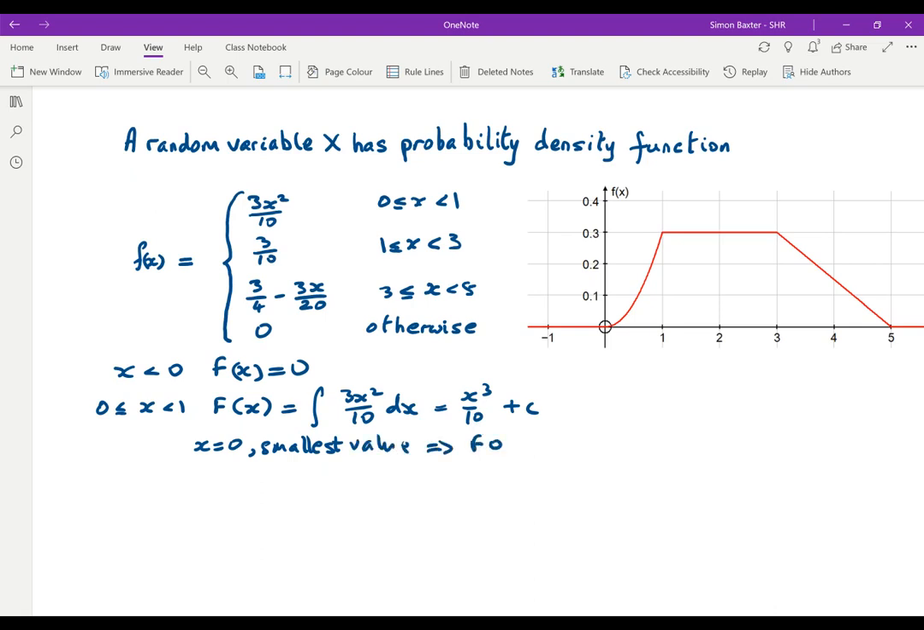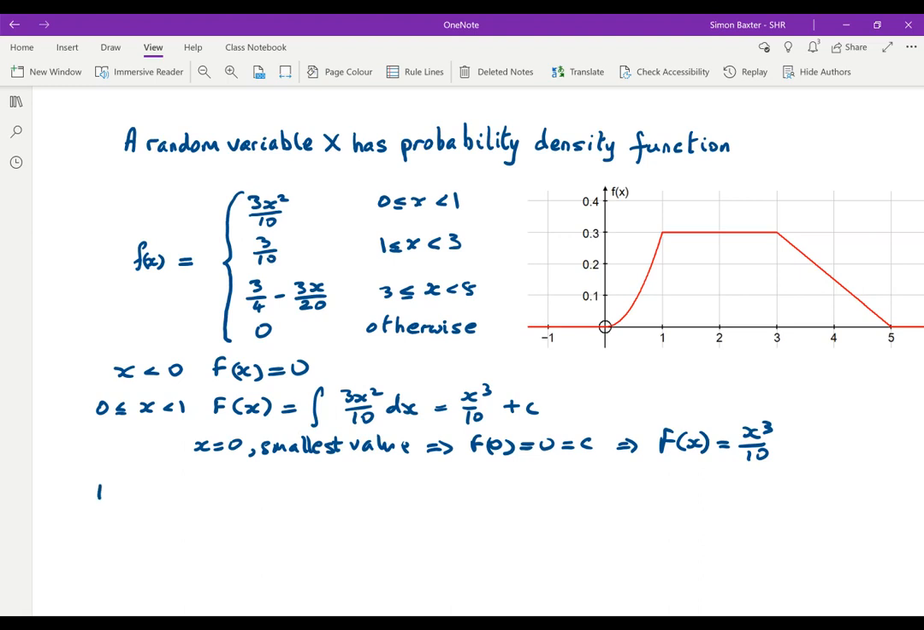Therefore, f of 0 is 0. And if we do that, we find that if we put x equal to 0, c must also be 0. And so in this case, we have that big F of x is equal to x cubed over 10. So that's what happens between 0 and 1.